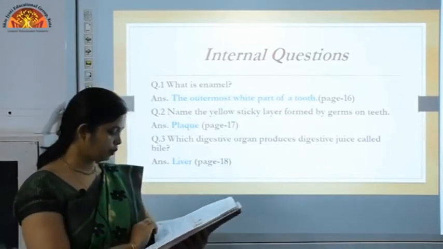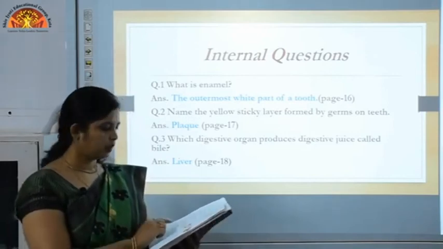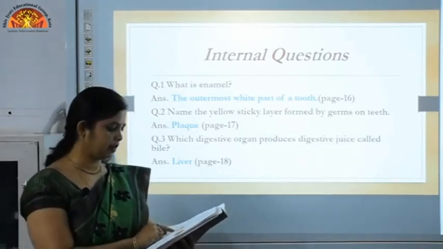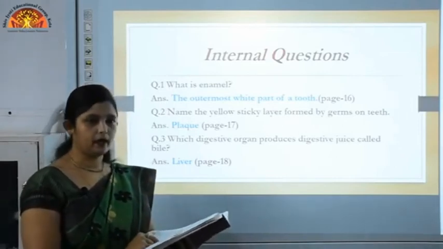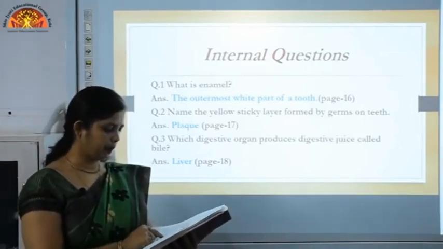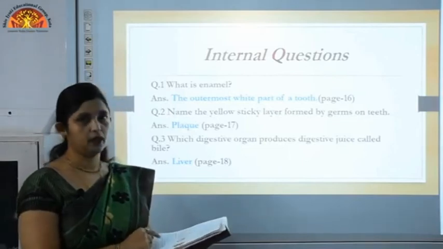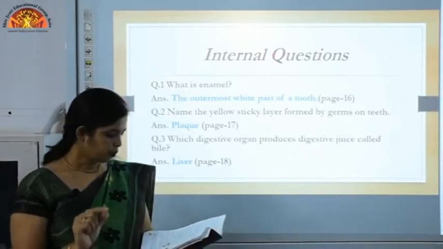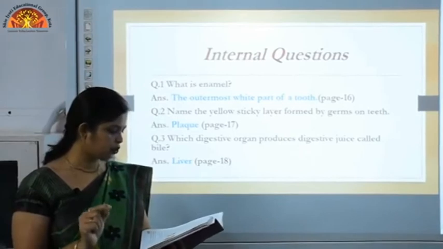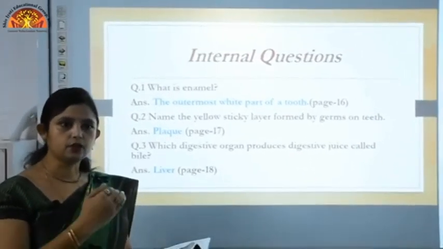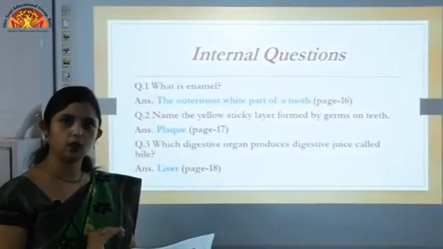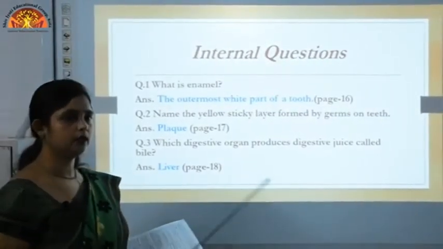So students, come to page number 16. Now heading is given over here, parts of a tooth. Under this heading, the second paragraph is there. The outermost white part of a tooth is called the enamel. So you underline this line from the outermost white part to enamel. Okay, underline this and write the question above the paragraph only. Okay, so now let's move to the next question.